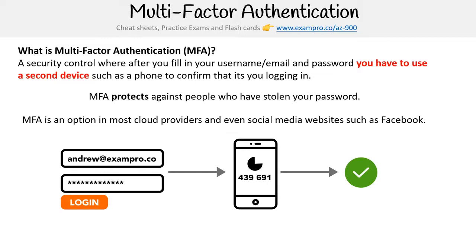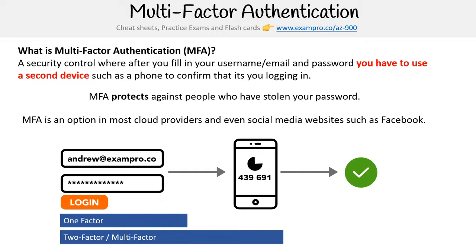So just to give you a visual example, we have a form where I'm entering my email and password. Then we have a phone, which is our MFA in this case, and then we get authorization. So in the first case, that is one factor, right? If we didn't have to use a phone or another device, that'd be considered one factor. And then multi-factor or two-factor authentication would be the addition of another device to confirm that it's you.